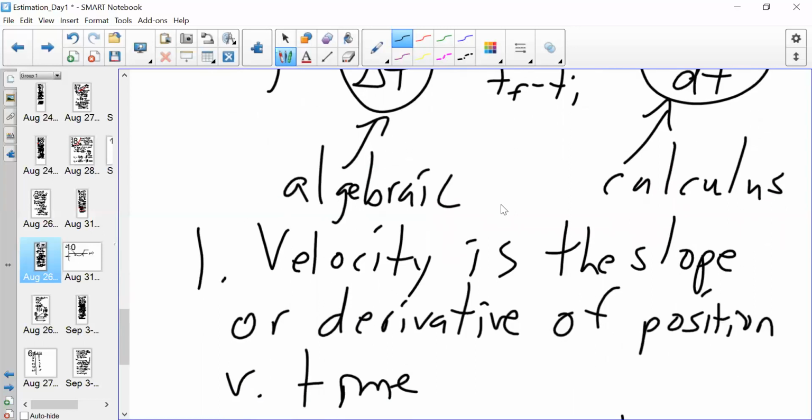Okay, so one, velocity is the slope or derivative of position versus time. Don't worry about derivative. That's the same thing. Math people get a little cringy at me, I know that, because the definition of derivative is not as simply put as slope, a function minus another function of x. It's not as simply put in terms of position, but overall it's basically the same.